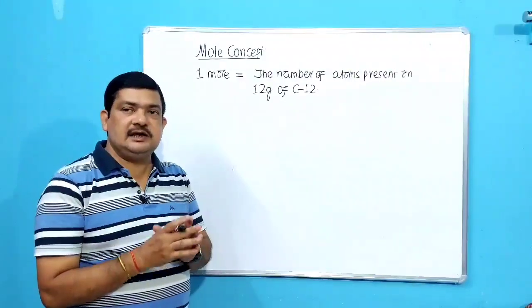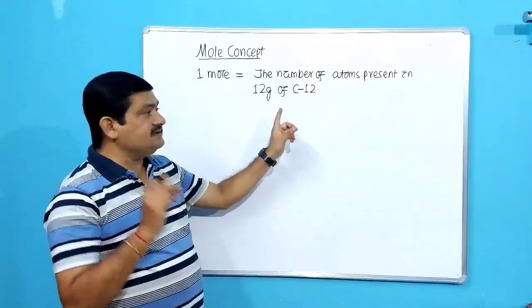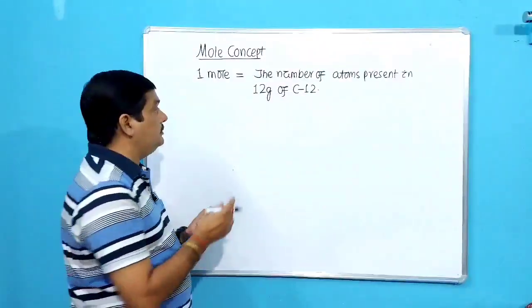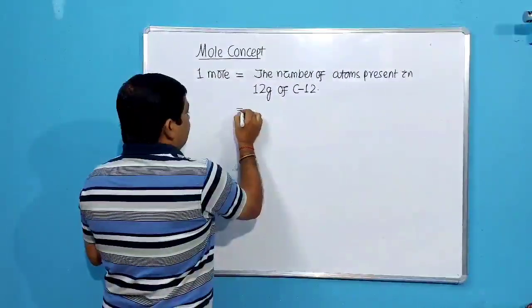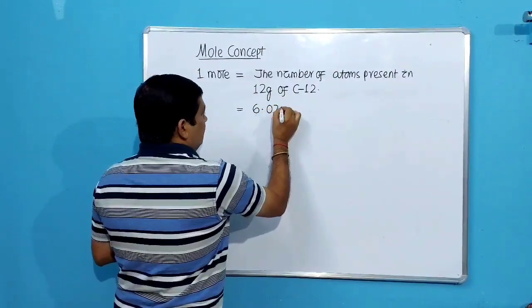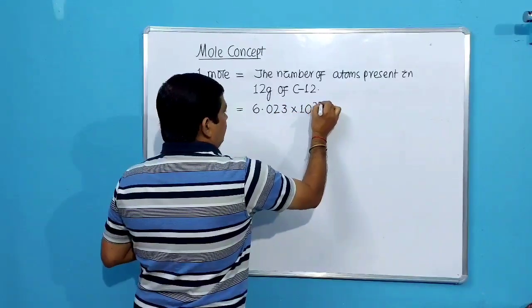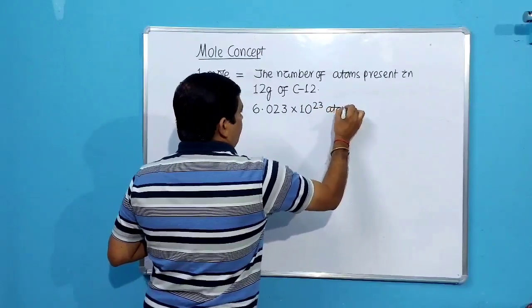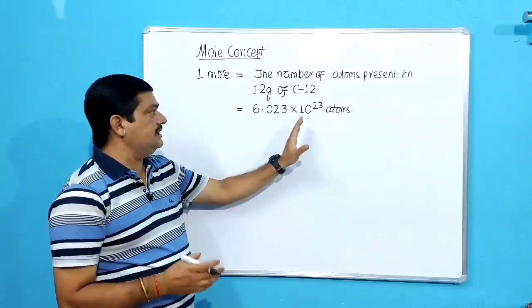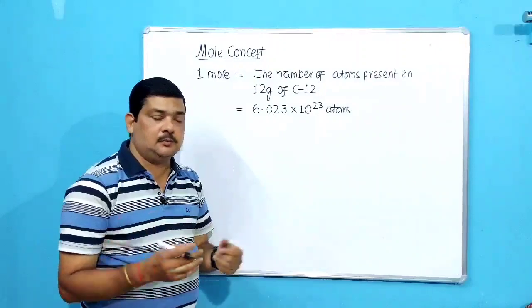So 1 mole is a bigger unit. How do we get that bigger unit? The number of atoms in 12 gram of C12 is 1 mole. Let us see what is the number of atoms present in 12 gram of C12. Now the number of atoms present in 12 gram of C12 will be 6.023 into 10 to the power 23. Okay. So that is 1 mole.